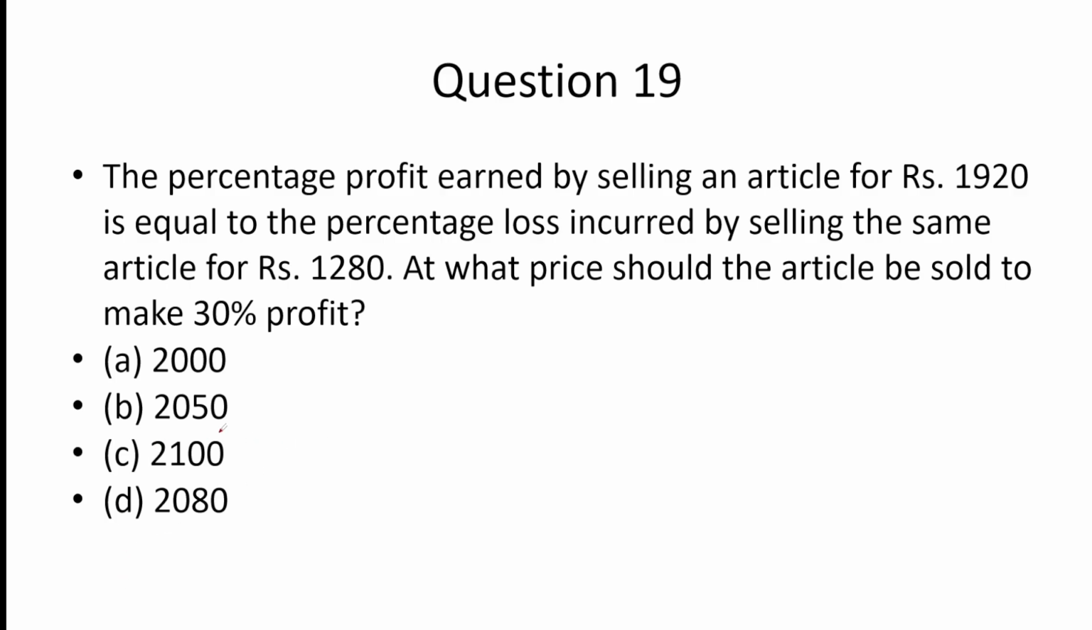Now let's do question number 19. The percentage profit earned by selling an article for rupees 1920 is equal to the percentage loss incurred by selling the same article for rupees 1280. This is the selling price, this is the selling price. What is the question? Profit percentage is equal to loss percentage, and we have two different selling prices.